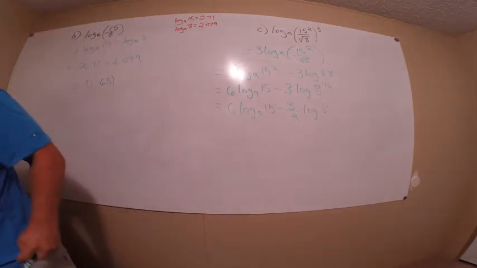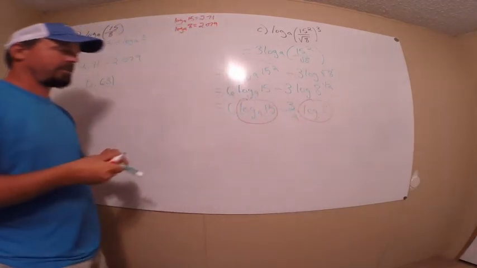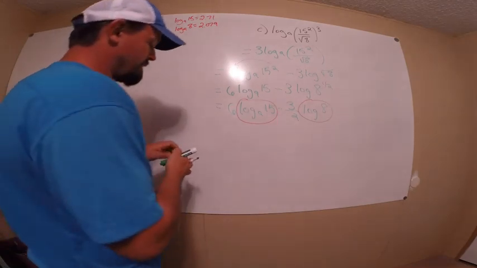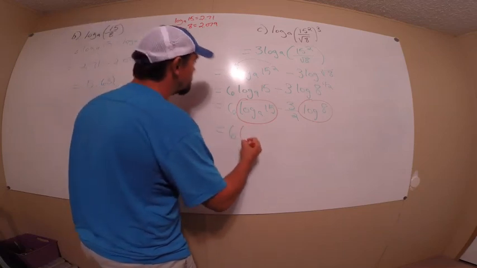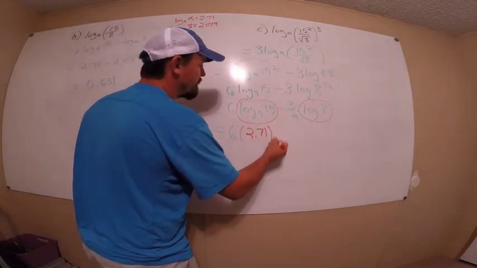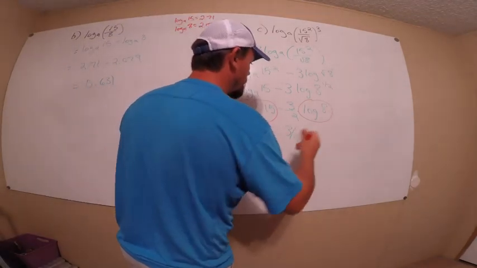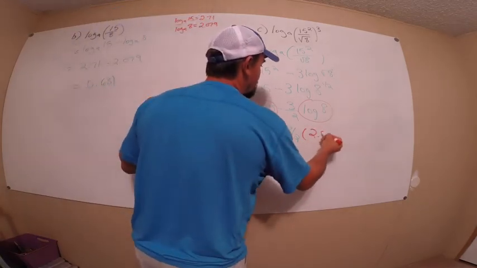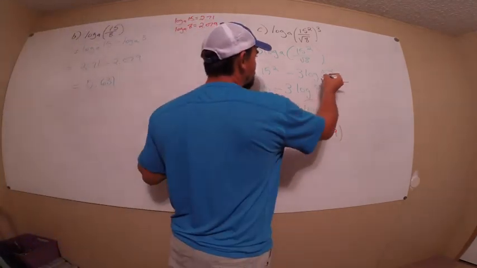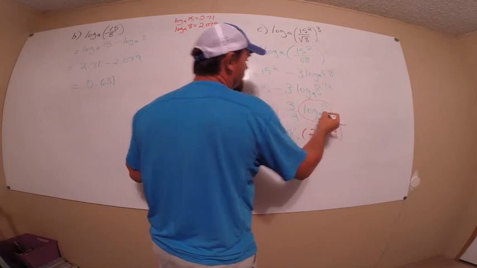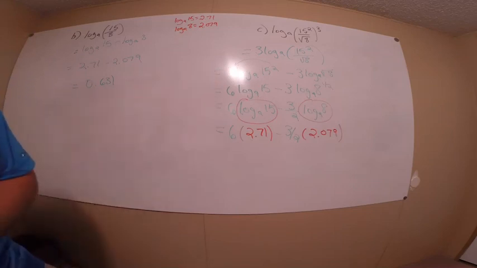I've got my 2 parts. I can substitute in for this, and I can substitute in for this, because they're by themselves. They're just multiplied by a constant. So what I've got here is 6 times, I'm going to substitute in 2.71 for this log base A of 15, minus 3 over 2 times 2.079 in for that log of 8. And you do need to have that A there. I left it off, so gotta be careful. It's really easy to lose track of it like I almost did there.